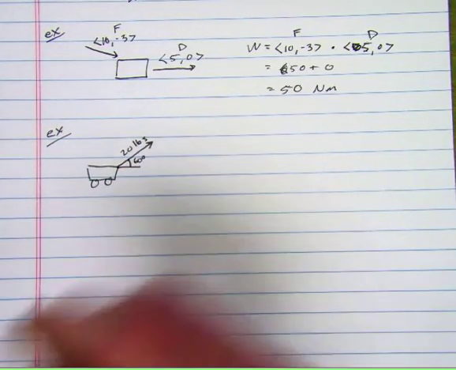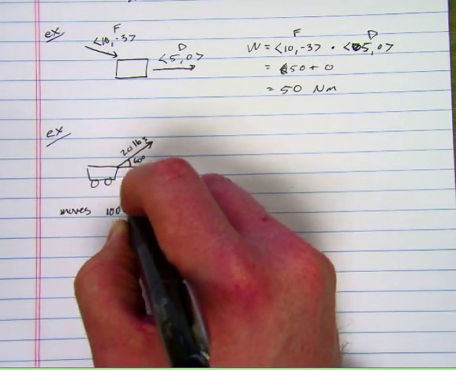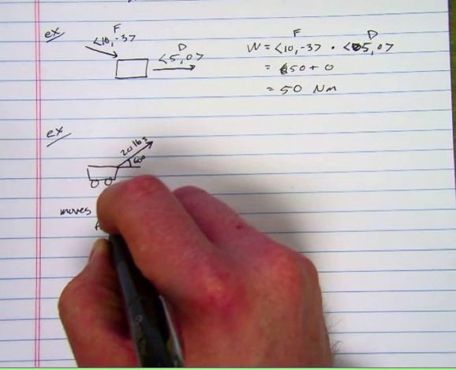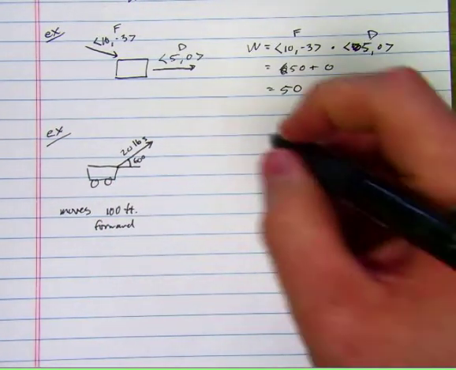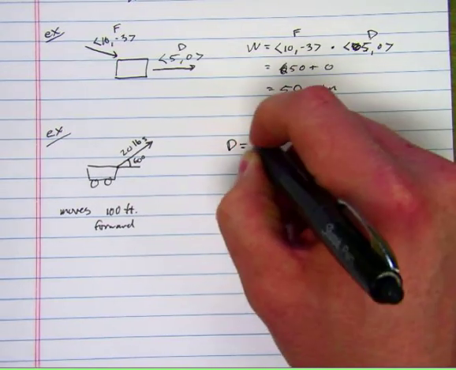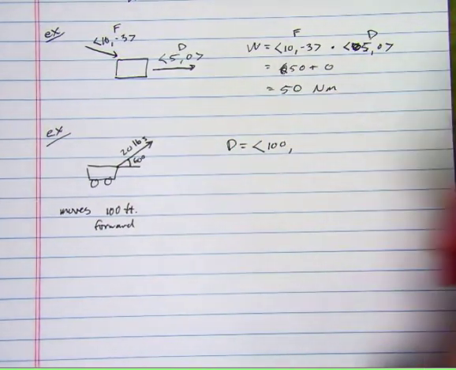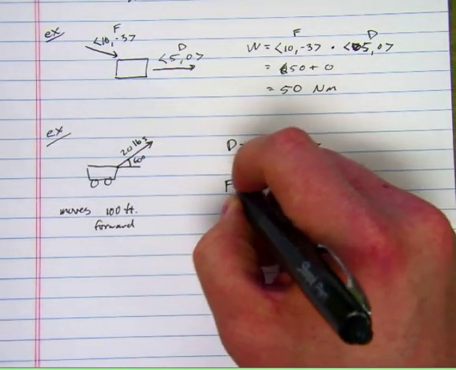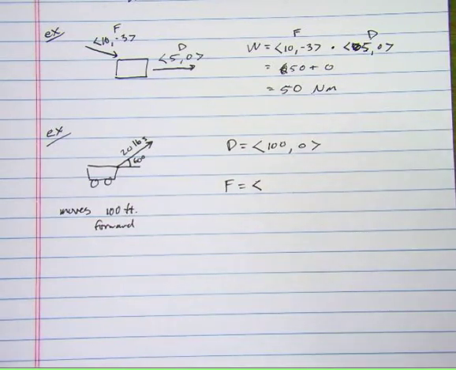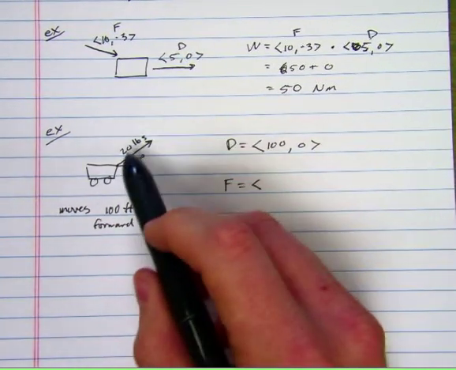Now we also know that it moves 100 feet forward. Okay, so for the distance vector, I can do that really quick. 100 forward is just a positive 100 in the x, and it's not going to go up and down at all, so that's 0. For the force applied, though, we don't have an x and a y here. We have a magnitude and an angle.